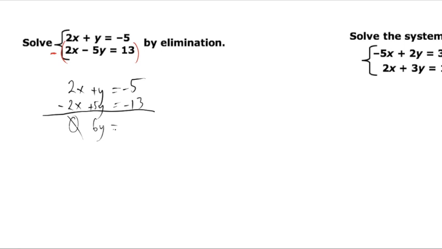And then we still have the equals. Negative 5 plus negative 13 gives me a negative 18. And now I just need to divide both sides by the 6. And I get y equals negative 3. So now I know one of my ordered pairs. I know that the y is going to be negative 3 in my solution.